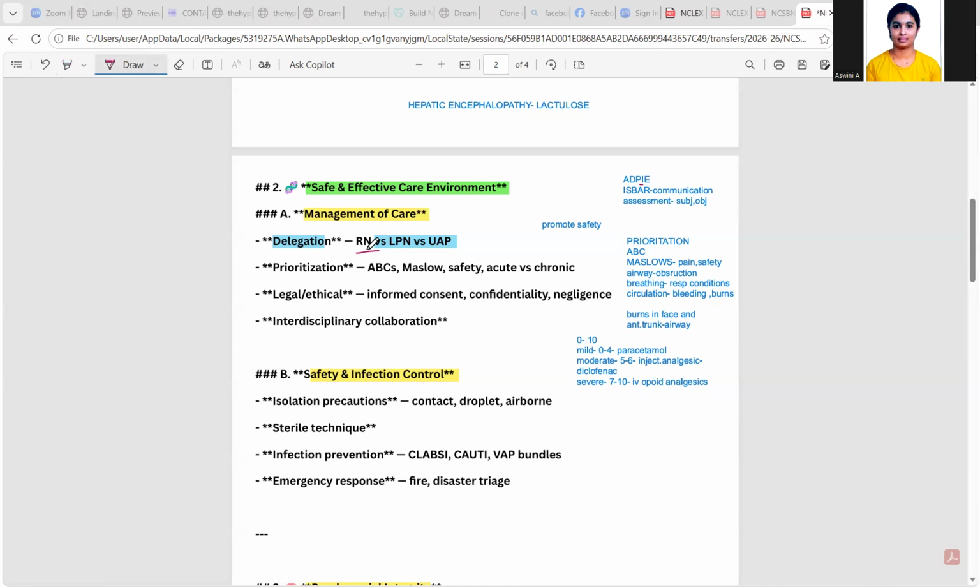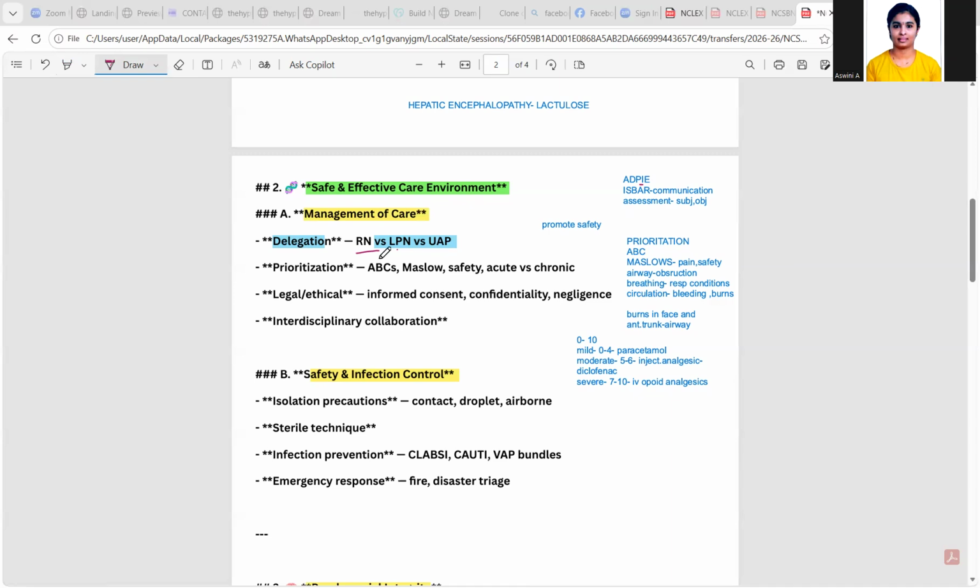Okay, that means mostly the urine output can be monitored by the LPN and UAP, and also the drain can be monitored. But if it is in the immediate post-operative period, we need to identify the bleeding. That means if the bleeding is not identified early, there may be hypovolemia, and hypovolemic shock can occur. So in such cases, the RN is the one who is monitoring the urine, the drainage, everything. Okay, that you have to keep in your mind.